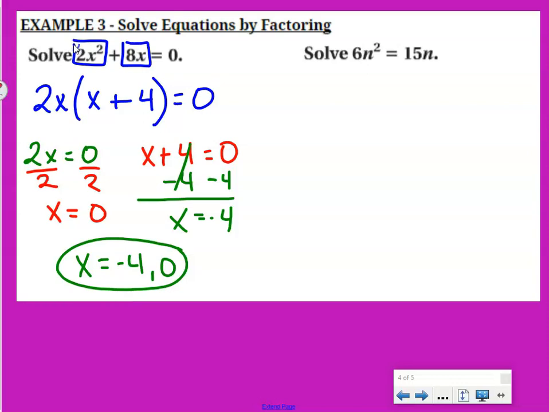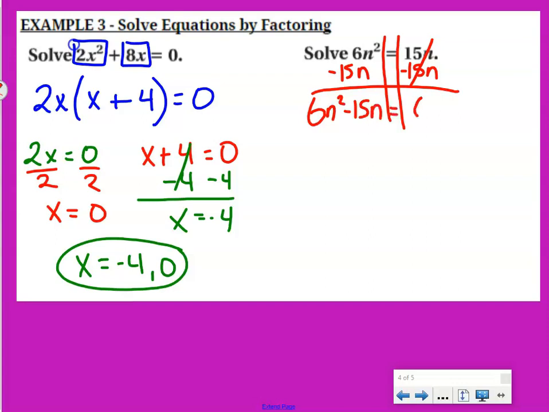For our second equation, you notice that it's not equal to 0. So the first step that we need to do is make it equal to 0 by subtracting 15n. 6n squared minus 15n equals 0. Now that it's set equal to 0, we can factor. What can we take out of 6n squared and 15n? Start with your numbers. We can take out a 3 from both. And from n squared and n, we can take out at least one n, because they both have one n, the first one just has two n's. So we can take out 3n.